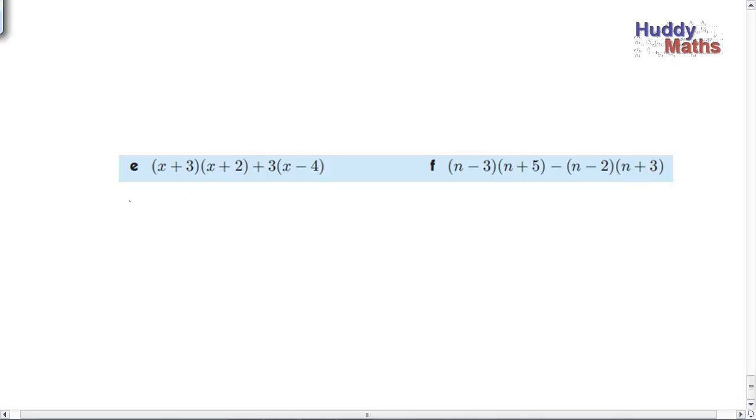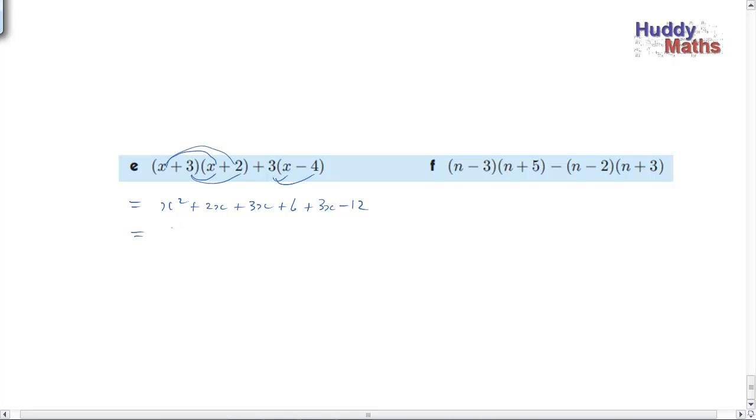Okay, here we go. It looks big, but let's have a system. X by x is x squared. X by 2 is 2x. 3 by x, 3x. 3 by 2, 6. Then we've got the other term here. 3 by x is 3x. 3 by neg 4 is neg 12.